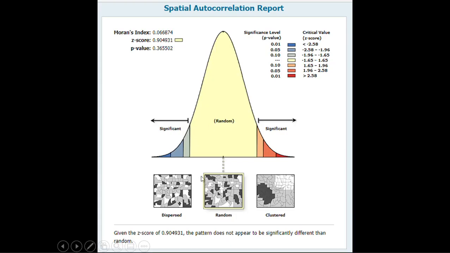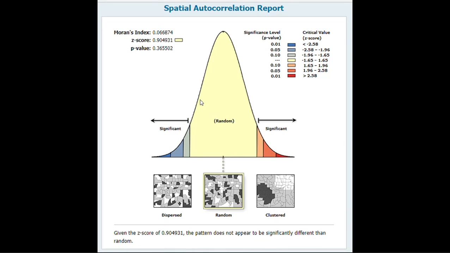What I also did is look at this particular pattern in Indiana of people over the age of 65 in 2030, the percentage workforce. I did a spatial correlation to see if this is a pattern that's random, dispersed, or clustered, and it is clearly a very random pattern.